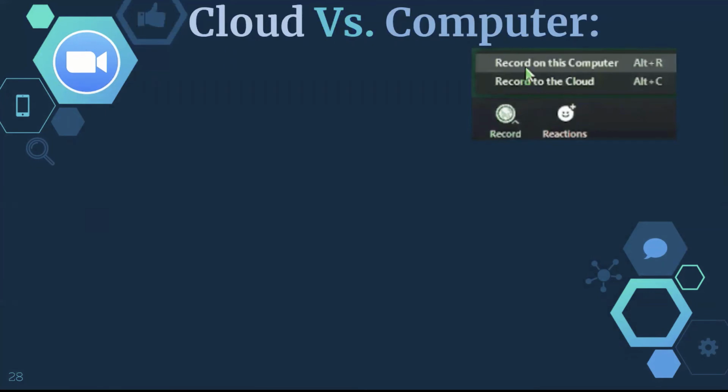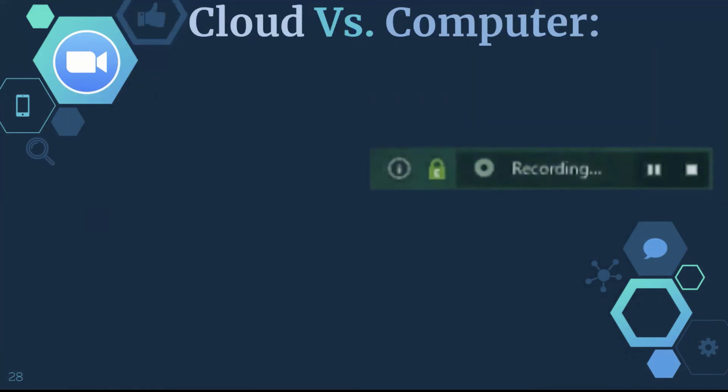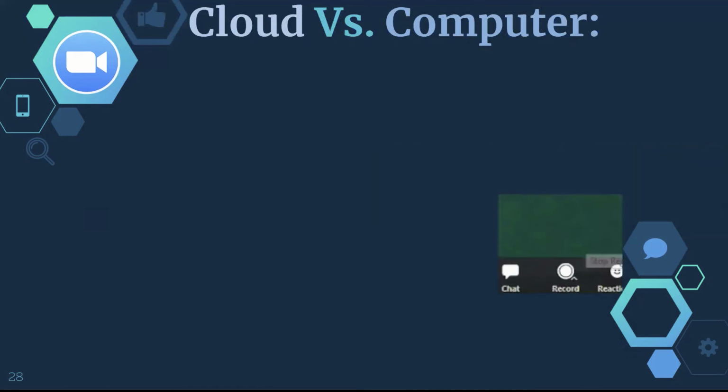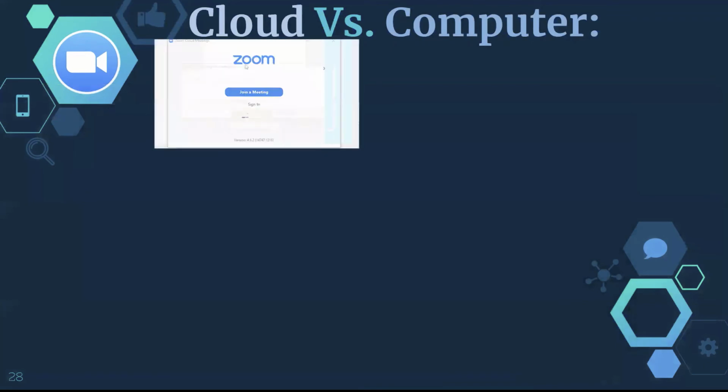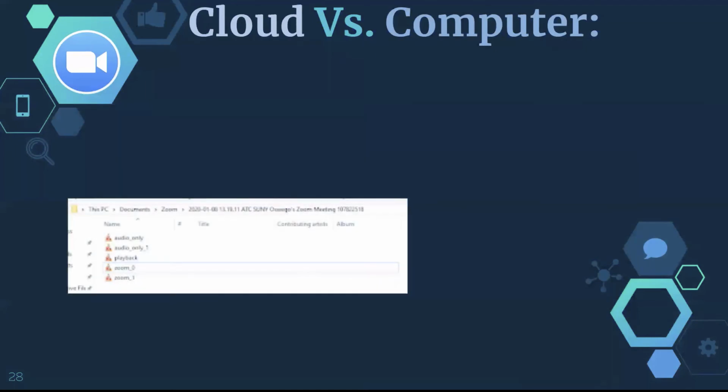If you record to the computer, this is what will come up. A nice circle instead of a cloud telling you we are recording. Once you stop recording, it tells you it will convert it to an MP4 when the meeting ends. Once you end the meeting, it actually automatically starts converting and buffering through. And then it comes up as 5 different files. There's audio, 2 audios, there's playback, and then Zoom 0 and Zoom 1 are the audio and video.